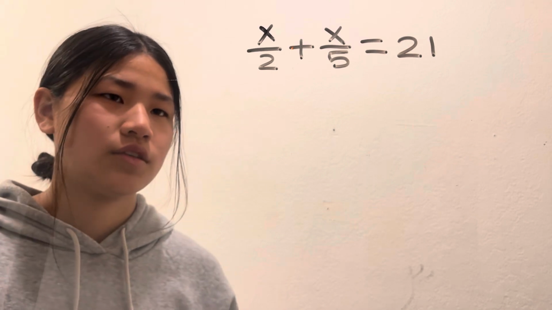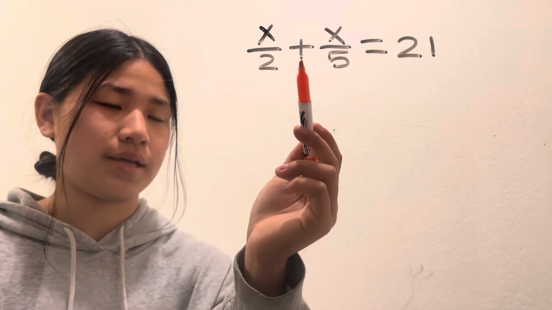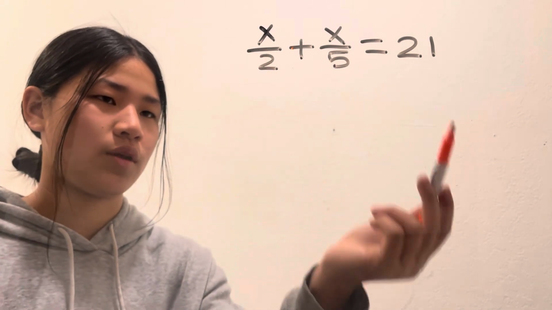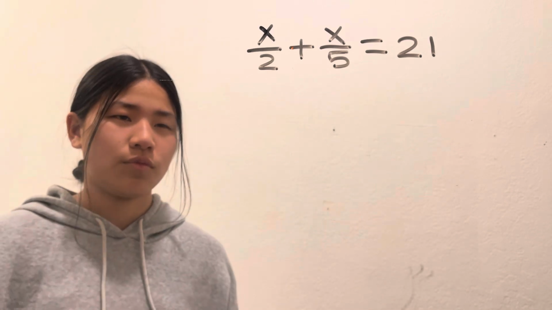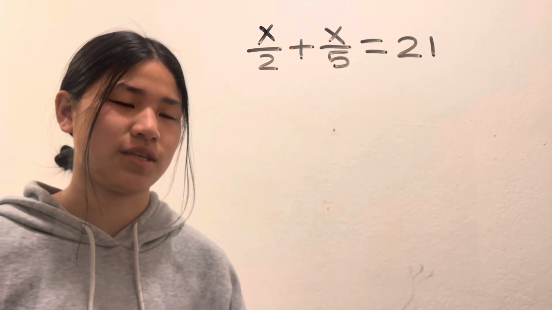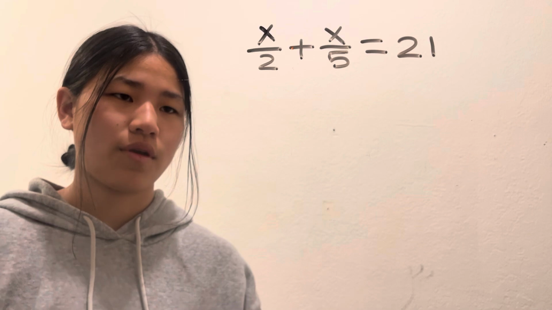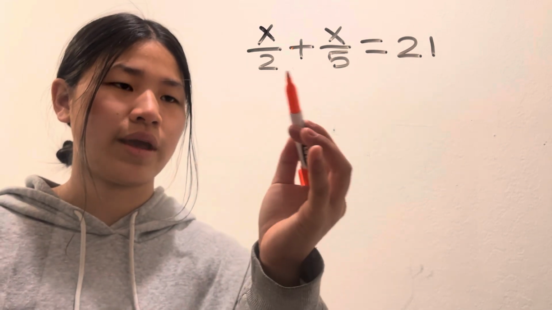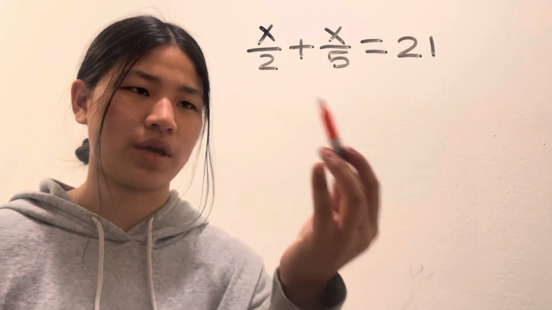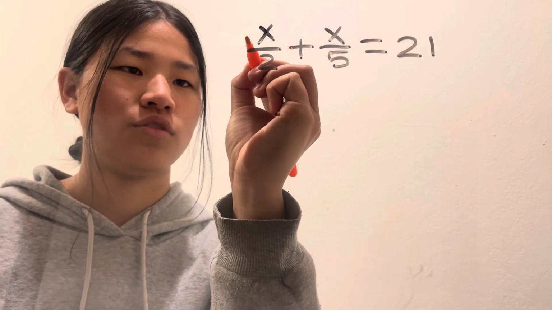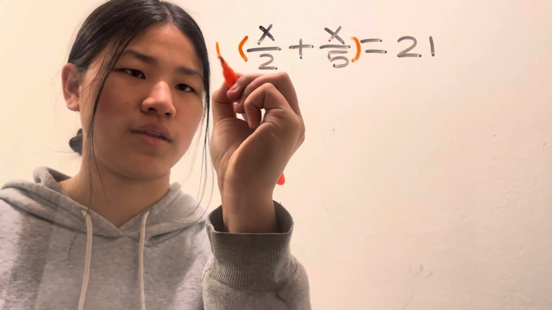Okay, so x over 2 plus x over 5 equals 21. So we want to cancel out the fractions since they seem very hard. By doing that, we have to find a common multiple of 2 and 5. But we could just do 2 times 5 since they're small numbers. 2 times 5 is 10, so we multiply this by 10.